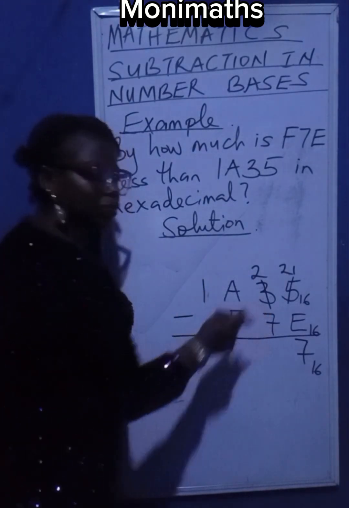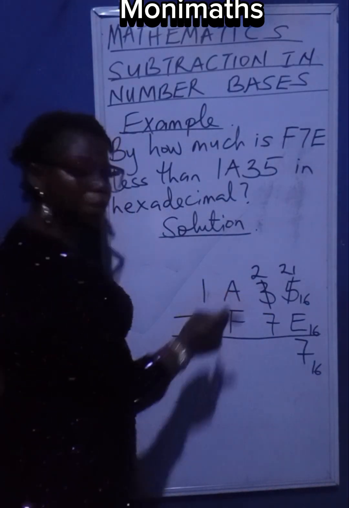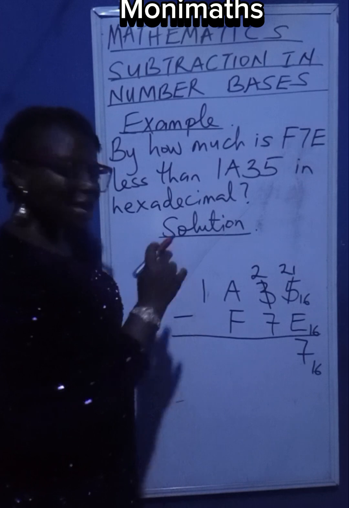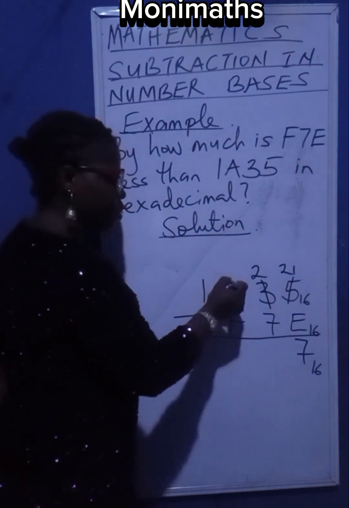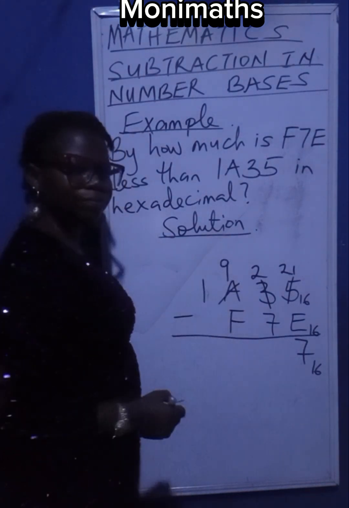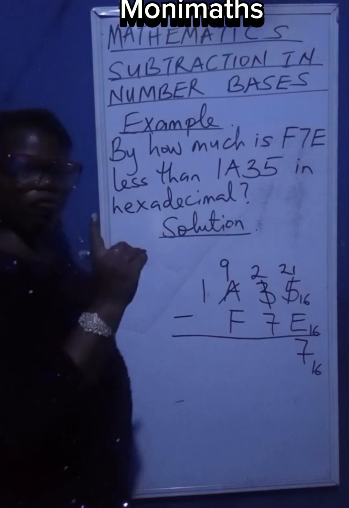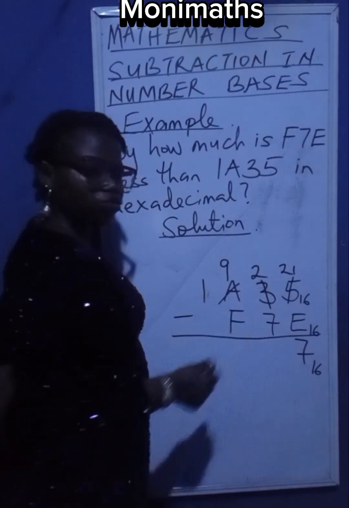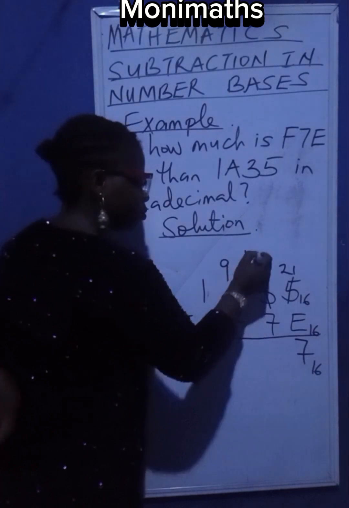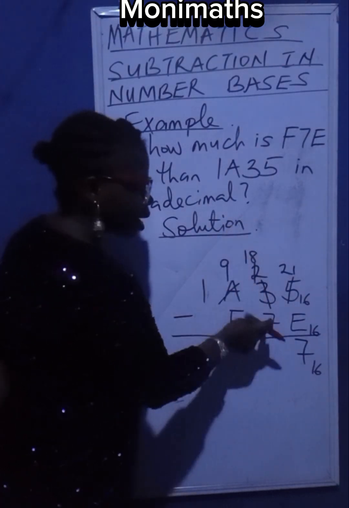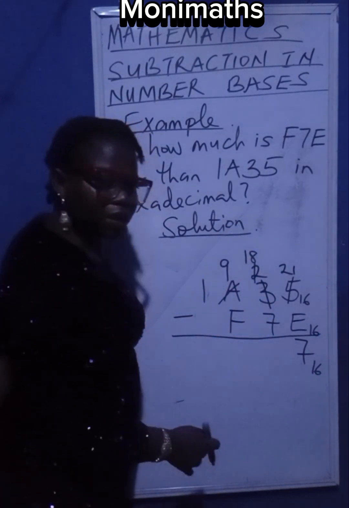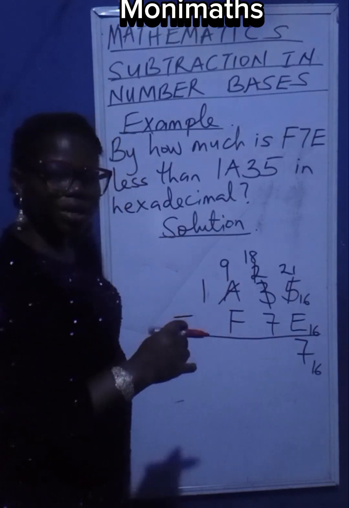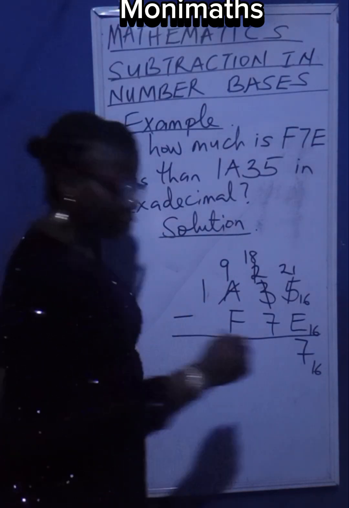2 minus 7, we have to come borrow from A. Remember that A is 10. So when we borrow 1 from it, we are left with 9. That 1 we have borrowed is the base, which is 16. 16 plus 2 is 18. So we have 18 minus 7, which is 11. 11 is B. So we write B.